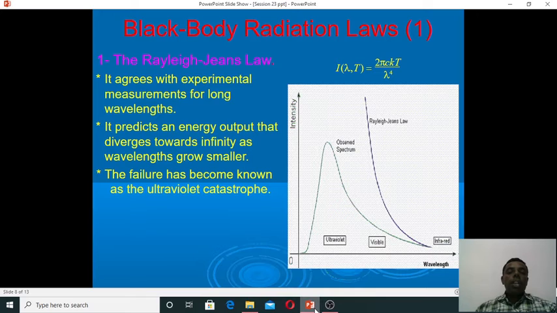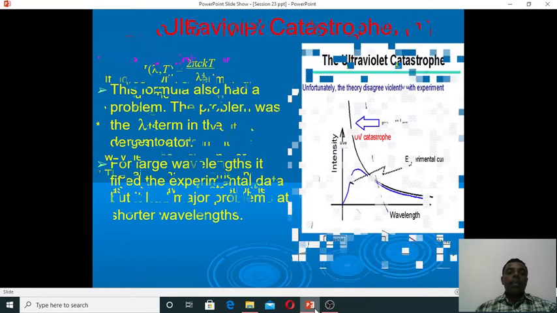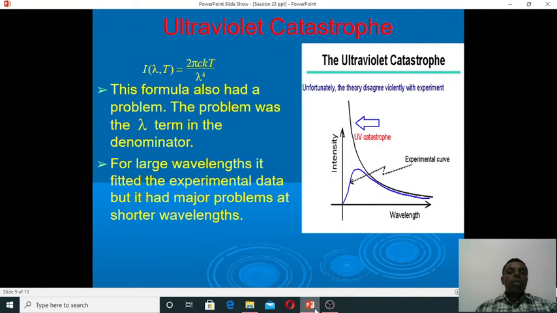Now, the black body radiation laws. The first is called the Rayleigh-Jeans law, that is, the intensity of black body radiation is equal to 2πckT divided by λ to the power of 4. It agrees with experimental measurements for long wavelengths. It predicts an energy output that diverges towards infinity as wavelength grows smaller. The failure has become known as the ultraviolet catastrophe.